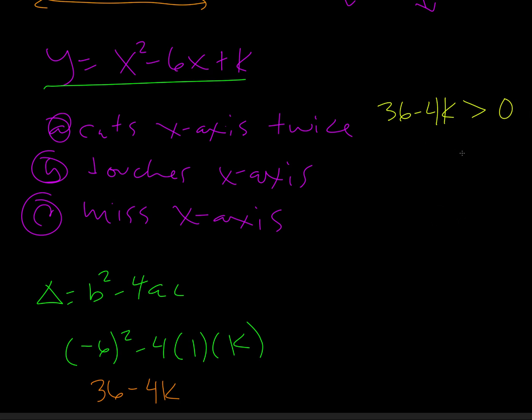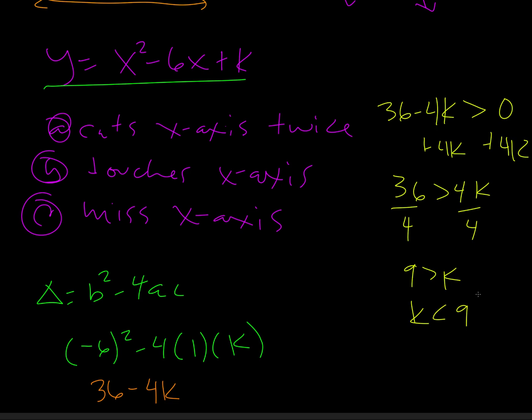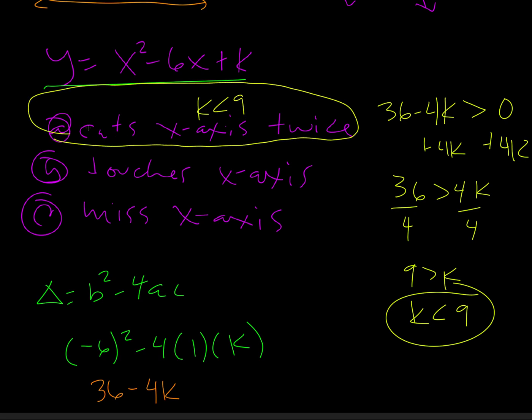So we're going to say 36 minus 4k is greater than 0. And so we just go through the algebra on that. Add 4k, add 4k. 36 is greater than 4k. Divide by 4, divide by 4. And so 9 is greater than k, which actually means k is less than 9. So when k is less than 9, we get the situation where we have two real roots, or we cut the x-axis twice.